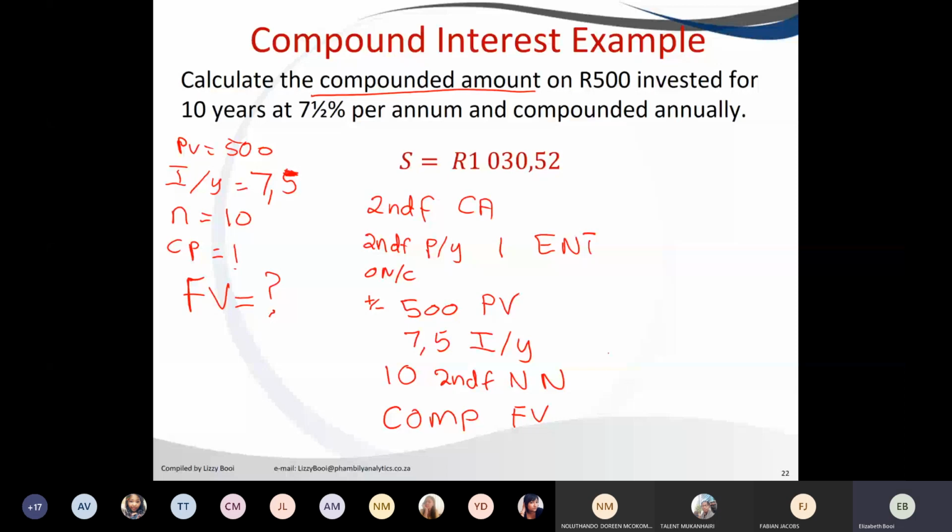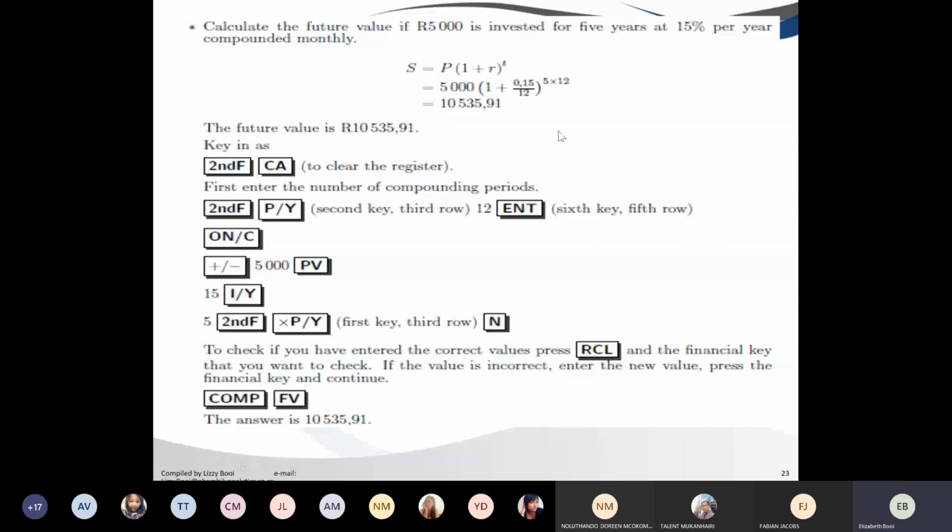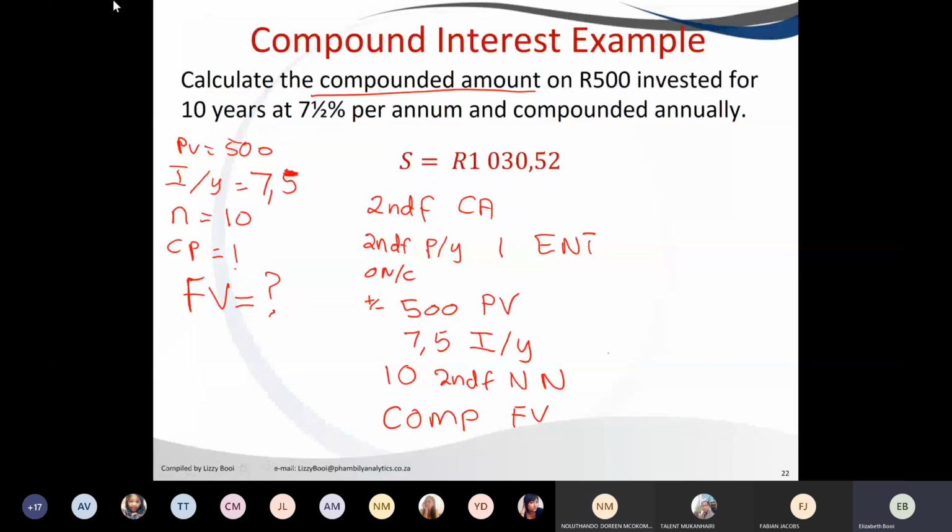It's not always going to be that, because, for example, on this one, the period was 5 years. You see there? And if you look on there, it says 5, second function, and you will press N and then N again. That times P/Y, it's N, and then you press N again. And that's the same thing. So the period, you must use the period. It's just that I used the same exercise from the previous one.